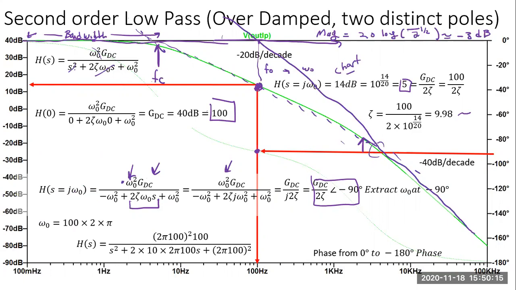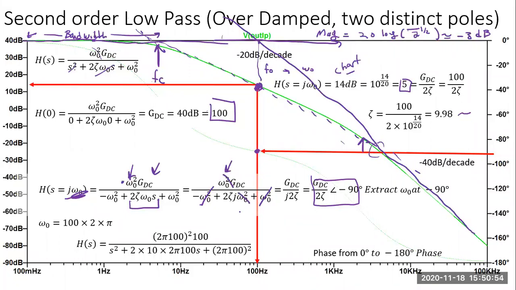Because it's an easy spot. Why do we use this spot? Because the math works out. If I put in j omega naught, s squared becomes minus omega naught squared. This becomes 2 times the damping times j omega naught, and then this becomes plus omega naught squared. These two cancel each other out, and then this omega naught squared and that omega naught squared cancel out.